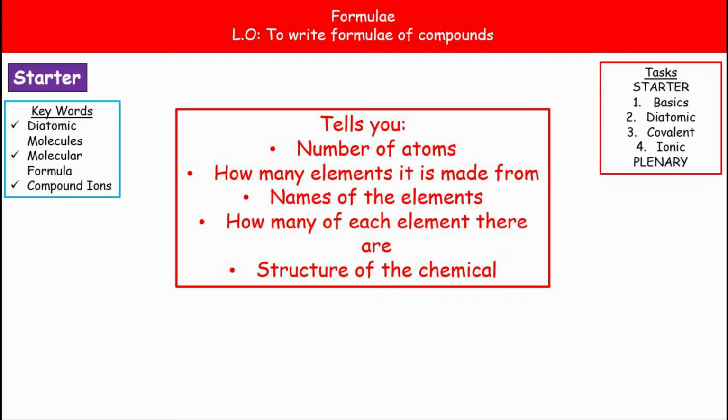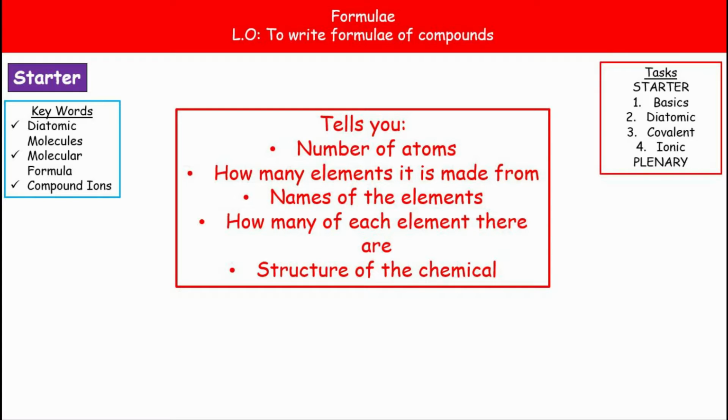So a chemical formula is actually really important and really informative to us, because just by looking at that chemical formula we get a whole range of information. Now I'm hoping you have got at least some of these 5 down. First thing is it tells us the number of atoms there are, so we know exactly how many atoms make up that chemical. We know how many different elements it's made from, and we know the names of those elements. It also tells us how many atoms of each element make up this chemical.